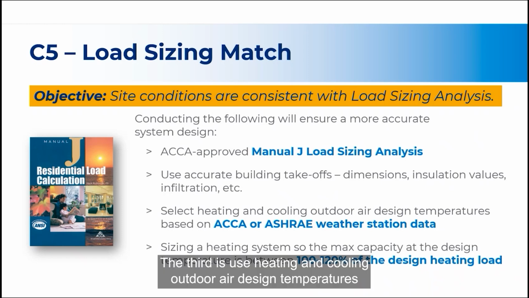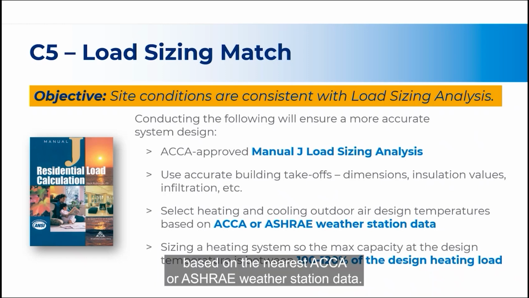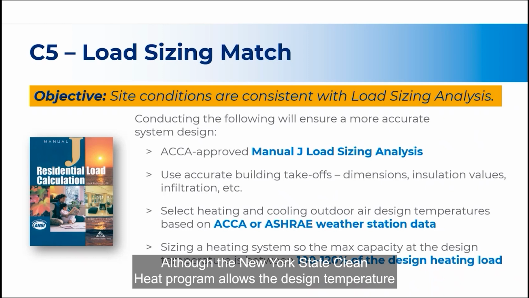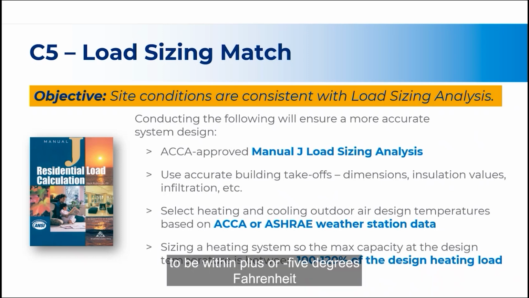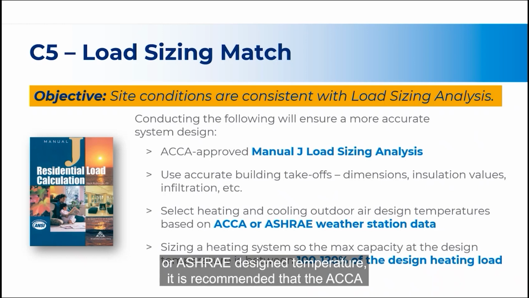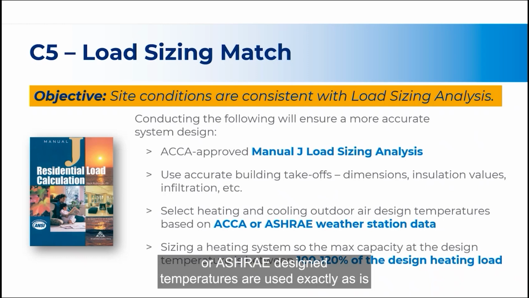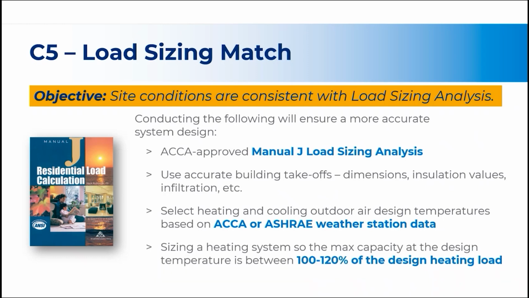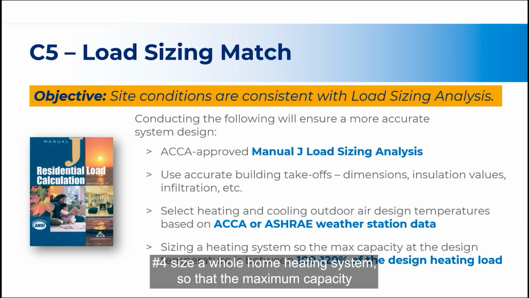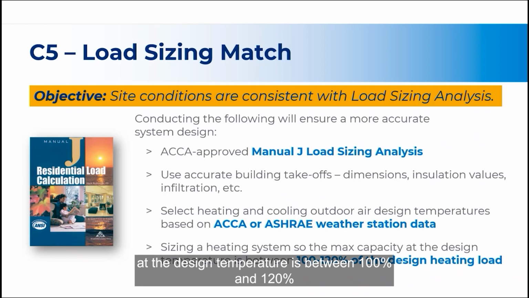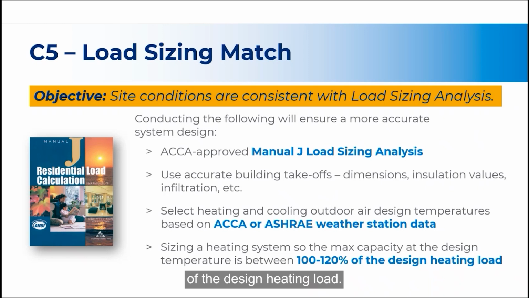The third is use heating and cooling outdoor air design temperatures based on the nearest ACCA or ASHRAE weather station data. Although the New York State Clean Heat Program allows the design temperature to be within plus or minus 5 degrees Fahrenheit of the ACCA or ASHRAE design temperature, it is recommended that the ACCA or ASHRAE design temperatures are used exactly as is. And number 4, size a whole home heating system so that the maximum capacity at the design temperature is between 100% and 120% of the design heating load.